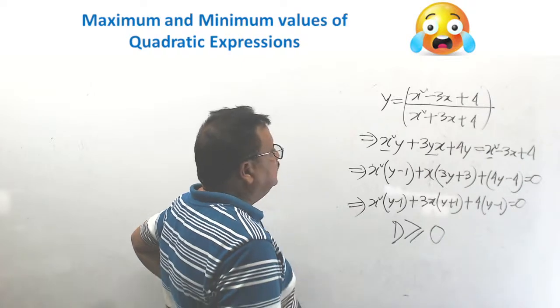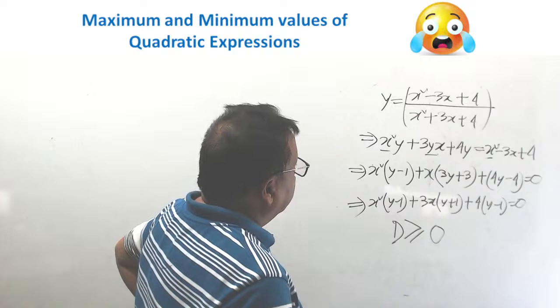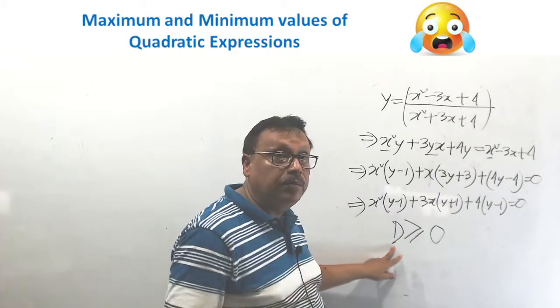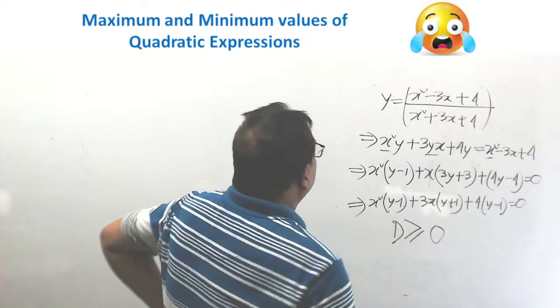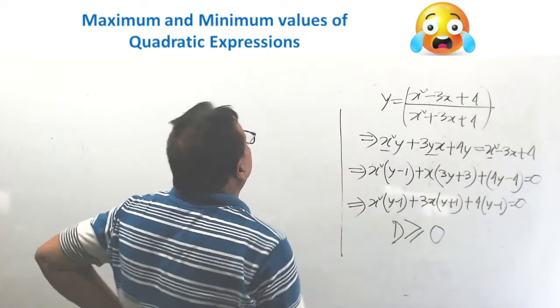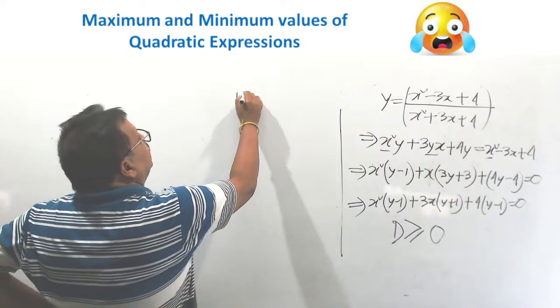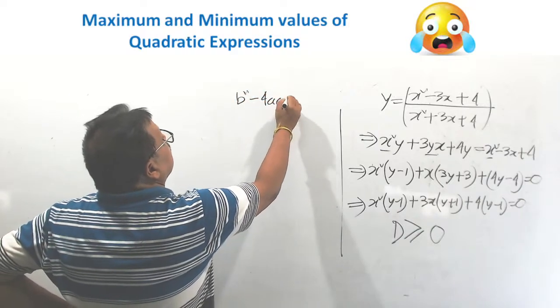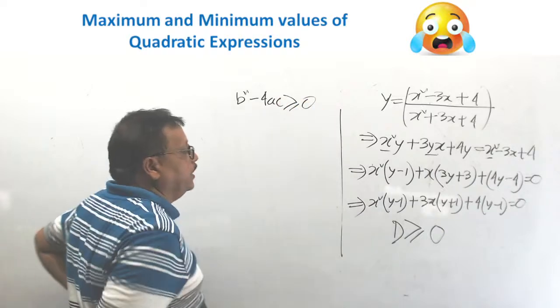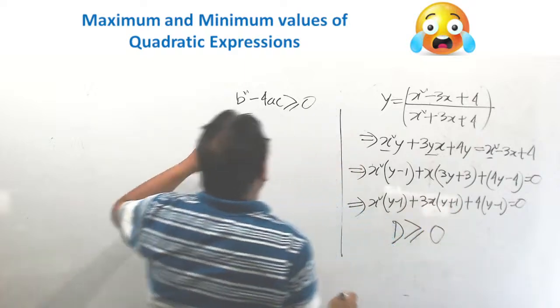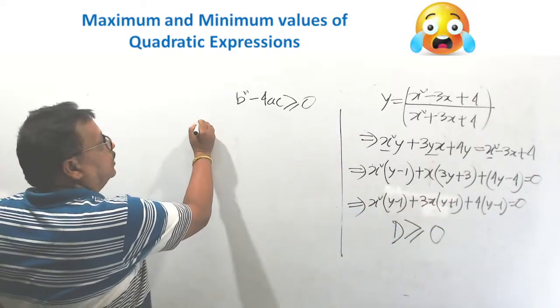Now see how to find it. What is the formula? The discriminant, b square minus 4ac, greater than or equal to 0. We have to find what b is here. See carefully what to write.